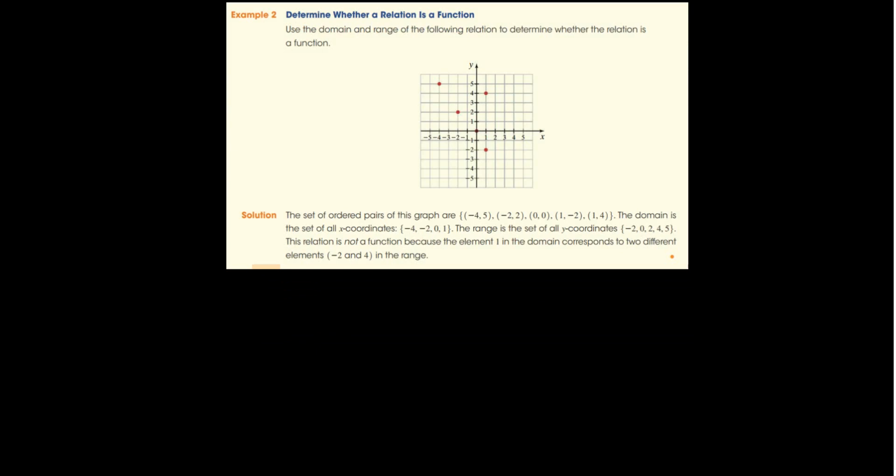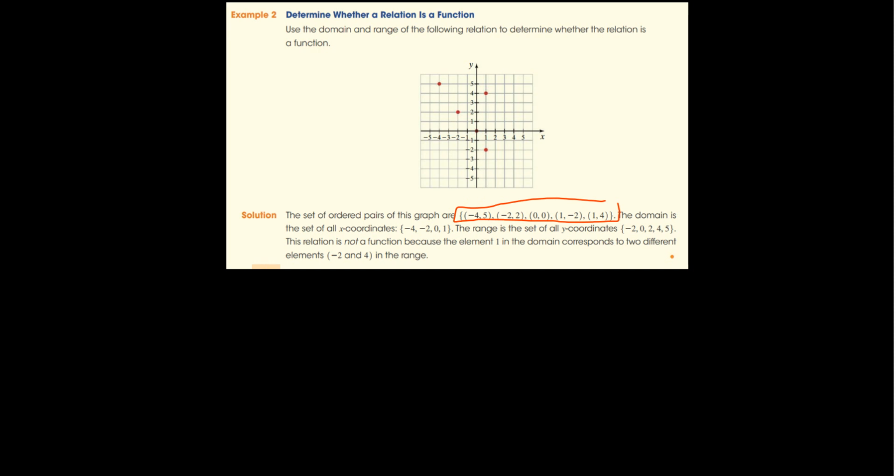Use the domain and range of the following relation to determine whether the relation is a function. What we would be doing is plotting these points. If I go left 4 units and up 5, I would have the point -4, 5. If I went left 2 units and up 2 units, I'd have the point -2, 2, and so on and so forth. If I were to list off that set of ordered pairs, it's just the dots on that plane. The domain is -4, -2, 0, and 1, and the range is -2, 0, 2, 4, 5.